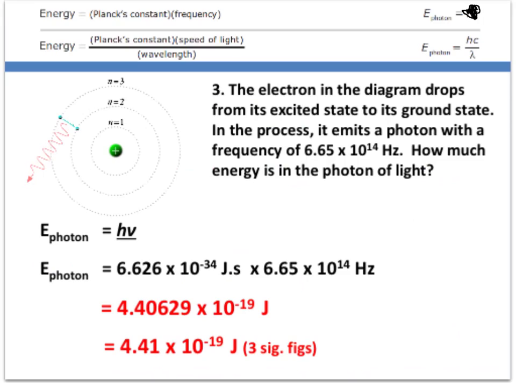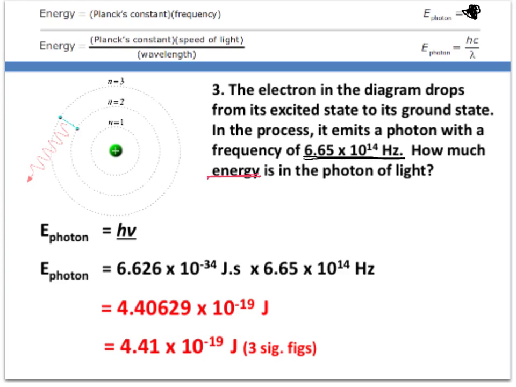Alright, in our third example, it says the electron in the diagram is dropped from its excited state to its ground state. In the process, it emits a photon with a frequency of 6.65 times 10 to the 14 hertz. How much energy is in the photon of light?